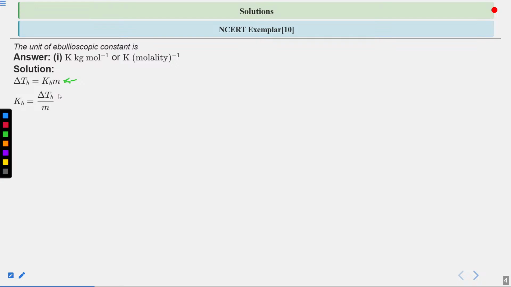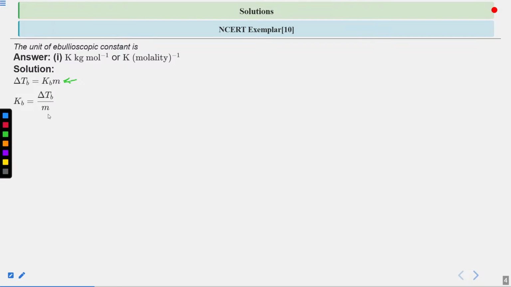Now delta Tb is nothing but the change in the temperature, right? Delta is representing the little change and T is representing the temperature. Now, if you are talking about a temperature or a change of temperature, it will always be in some unit of temperature, right? And the standard temperature unit used is Kelvin, not Celsius but Kelvin. So the delta T, that is the change in temperature, will have the Kelvin unit.